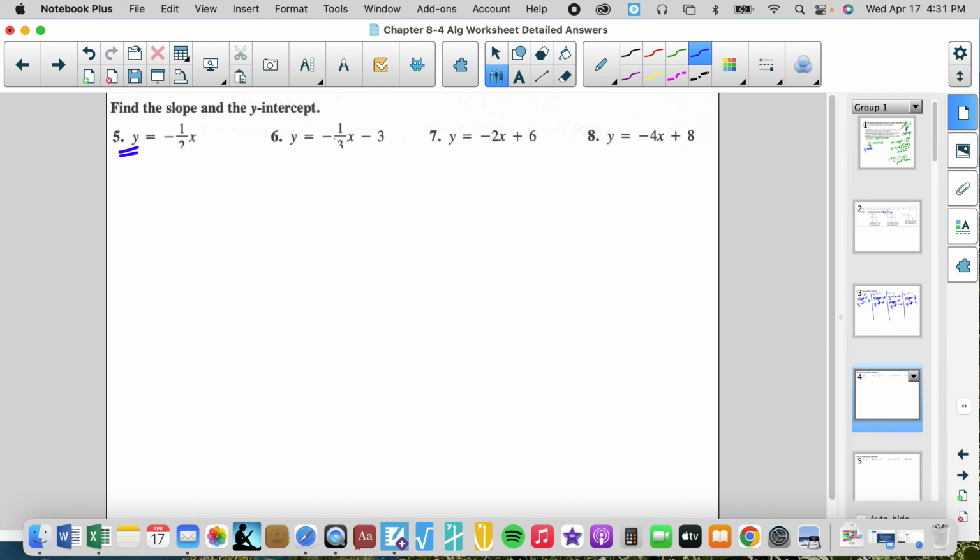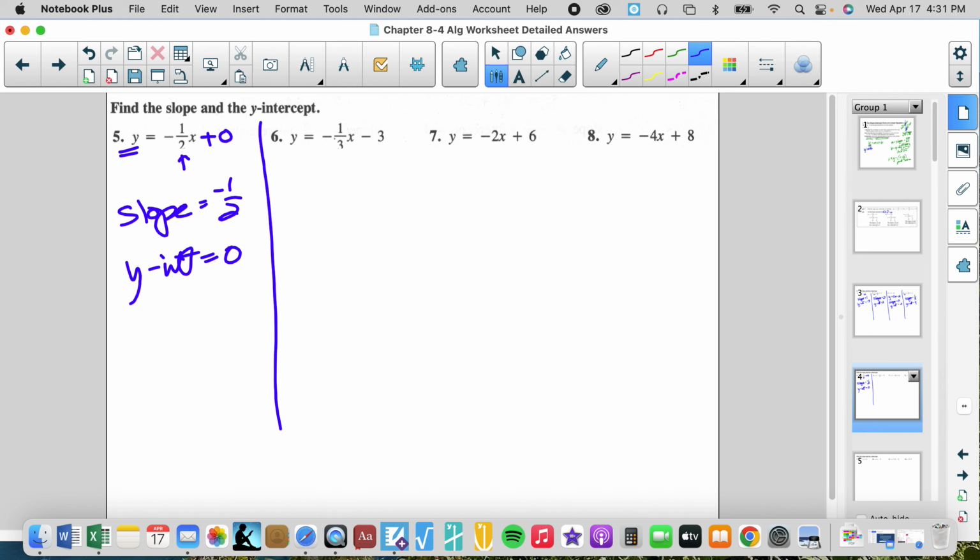My y is isolated. My slope is the coefficient of x, which is negative 1/2. And my y-intercept this time is adding 0. So my y-intercept is 0. That's a little bit of a tricky one. My slope is negative 1/3. And my y-intercept is negative 3.